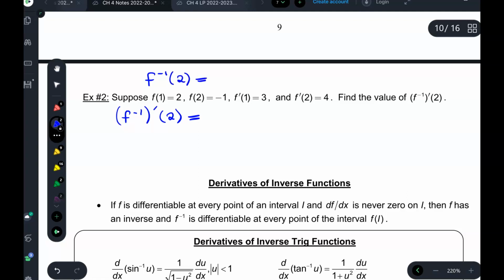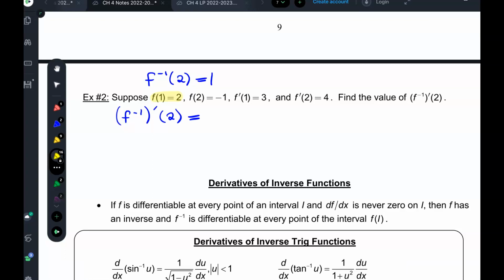What's f inverse of 2? 1. Remember I told you this is a y value from the original function? Which one of these has a y value of 2? It's the first one, right? It's just the opposite. I didn't do the derivative yet. What I'm trying to get you to do is choose the point that I actually need to utilize first. First thing we would do is just find the inverse. Then next we try to find the derivative. Right, so what does this mean?